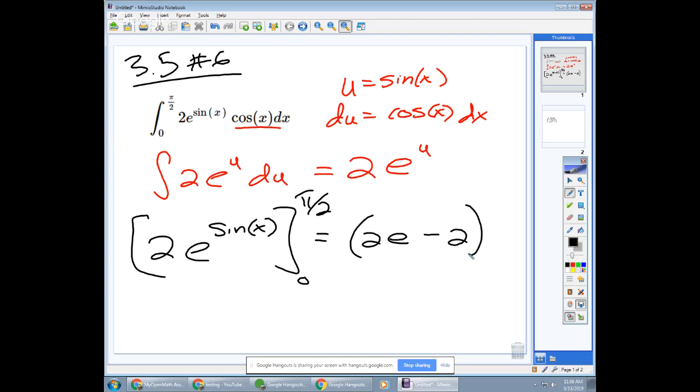Not too bad. Gotta pick the right u. No, never mind. No, because this is a definite integral, right? So no plus c here. Just ends up with that. All right, that was pretty easy.